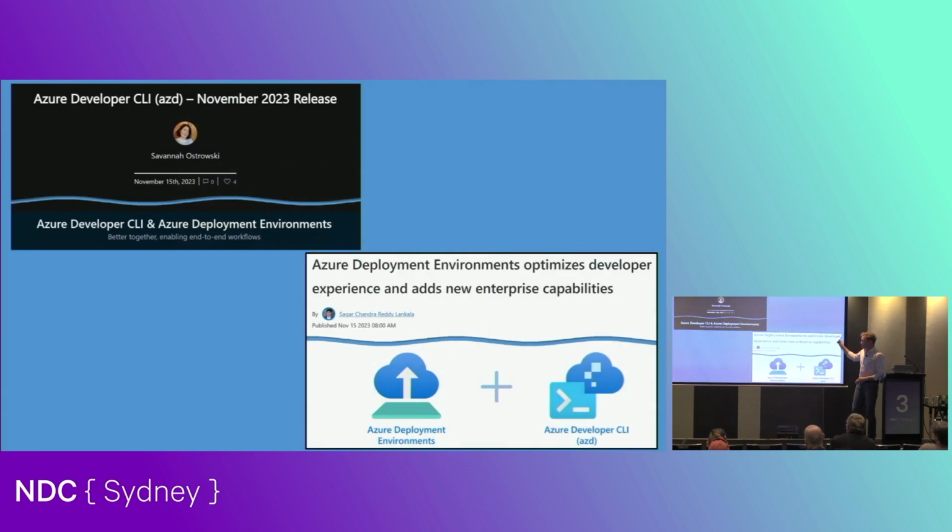But in November, just on the premiere day of Ignite, both the program managers, leaders of the respective teams, posted. These are public blog posts. They're saying we are using Azure Developer CLI and Deployment Environments, and on the other side of the fence, they're saying Azure optimizes developer experience and enterprise capabilities together with a plus, right? So they coordinated their blog posts on the first day of Ignite on purpose, of course, to say that yes, we love each other, we're working together, everything is beautiful.